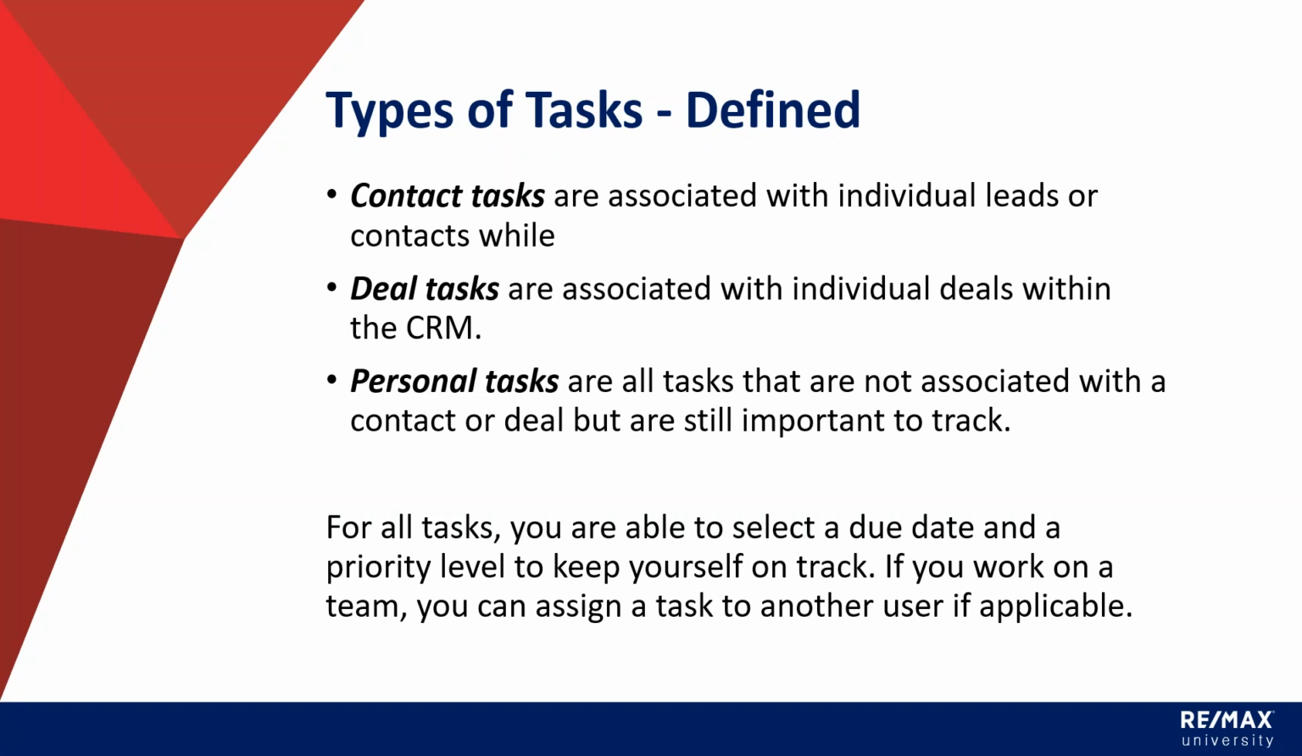Anyway, for all tasks, you can select a due date and a priority level, right? Different colors, I think, in this case. I'm colorblind, so I don't really know. And if you work on a team, you can assign those tasks out to other users. So if you're a team lead and you've got a couple things that need to get done, whether with a certain lead or on a deal, you can swing those over to somebody else. Or if it's an overall campaign thing, whatever it might be, you can assign them out.